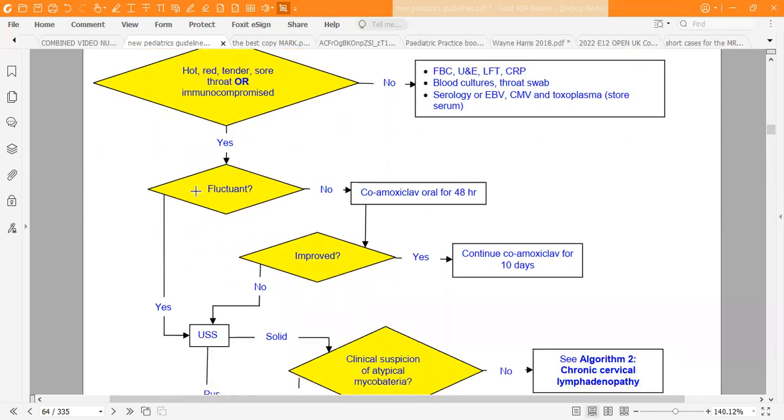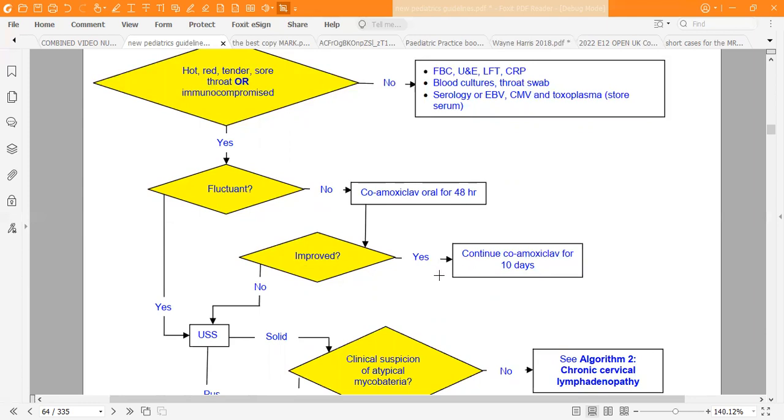Okay, so in here, if there is no fluctuation in the lymph node, it's not an abscess in there. You have to start co-amoxiclav orally for 48 hours while they are hot and tender and red and they have a sore throat. So it's probably due to an infection going around in the throat, and there are no fluctuant lymph nodes in here. So it's basically due to sore throat. It's very simple as that. So you will start co-amoxiclav orally for 48 hours.